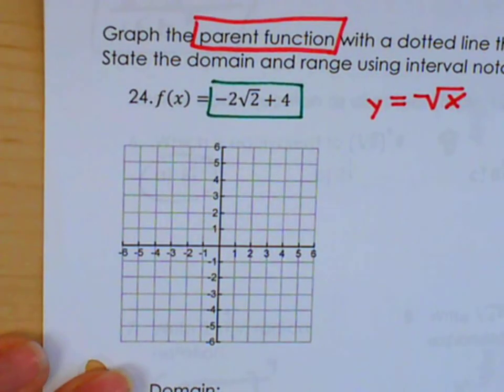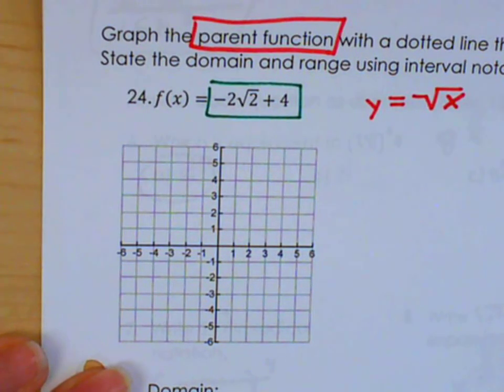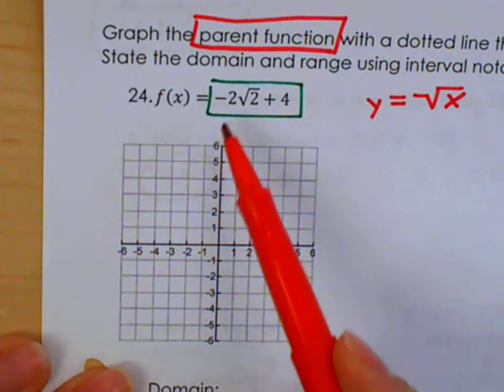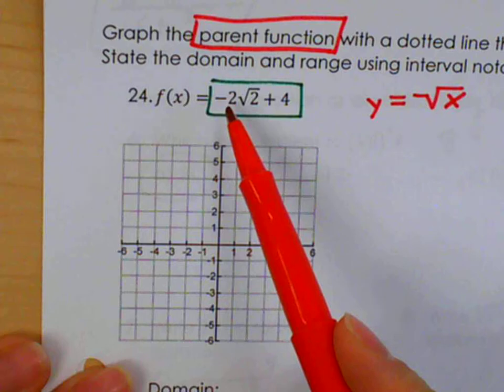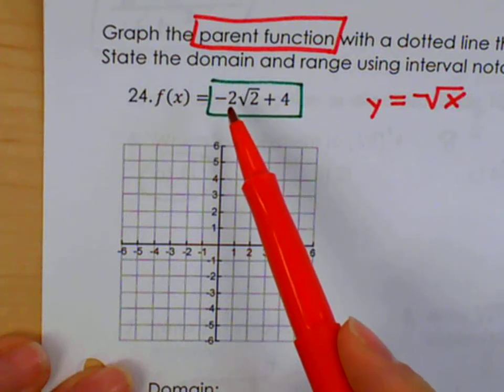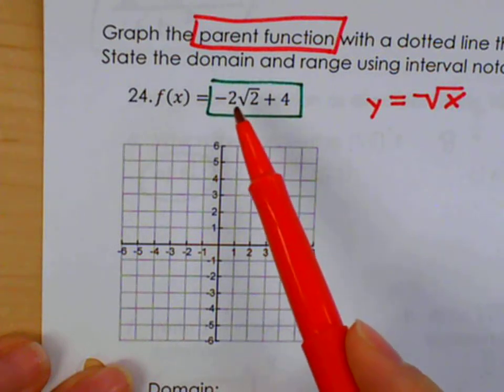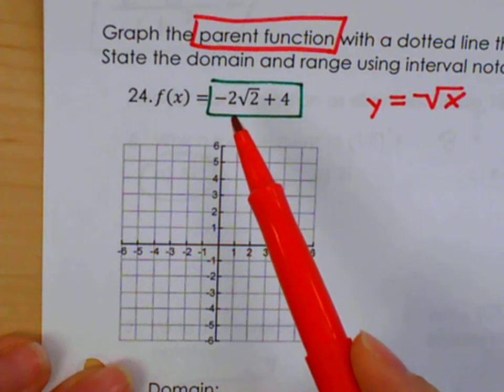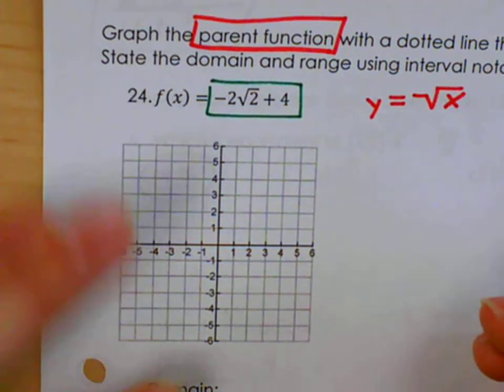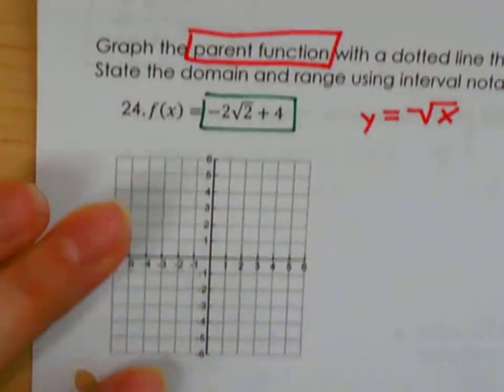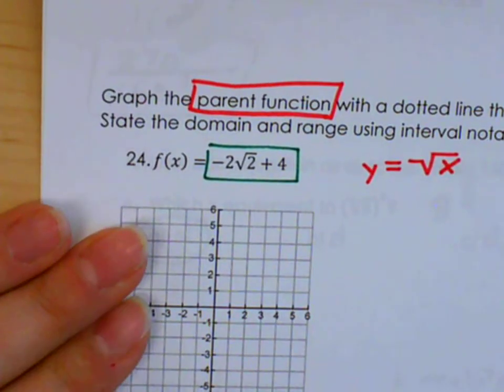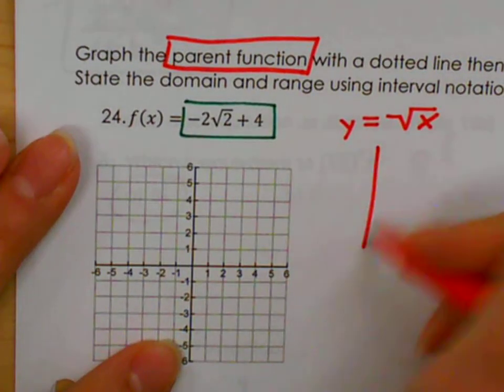And now when I'm doing this, if I have a reflection and a stretch like I do here, I'm actually going to graph the reflection, not just the parent function. I can graph just the parent function. The parent function would be this. Maybe I'll do three colors. All right, here's my parent function. We'll do my parent function in red.